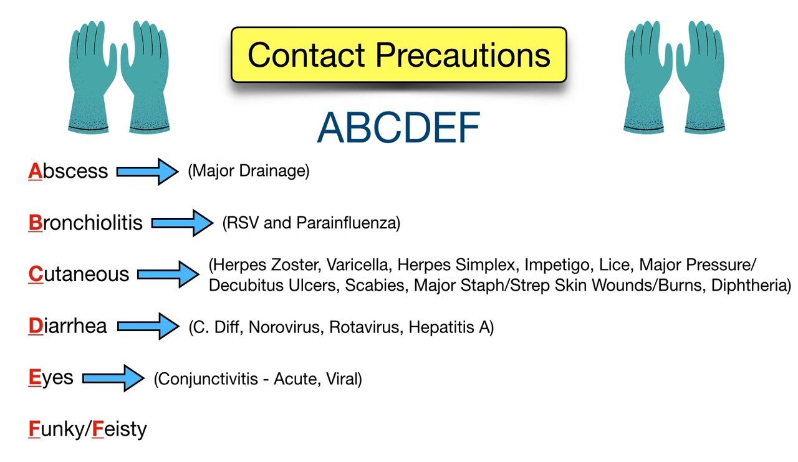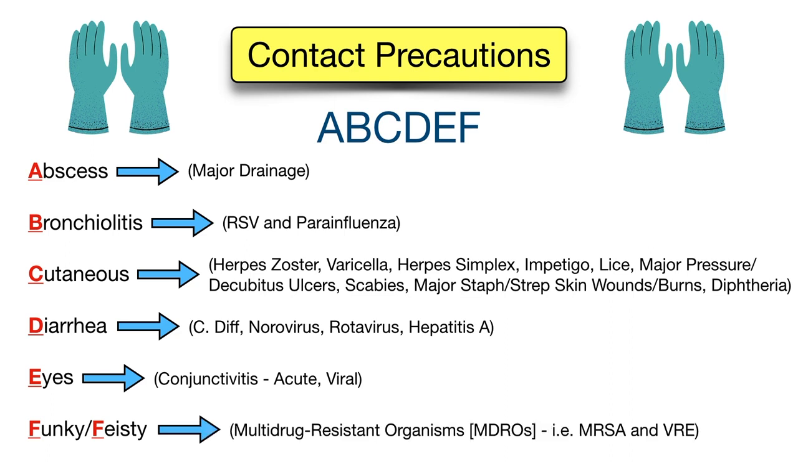Not all of these require contact precautions. We're mainly talking about the infectious forms, particularly viral, which is commonly caused by adenovirus. Finally, we have the F, which stands for funky or feisty. This is to help you remember the multi-drug resistant organisms such as MRSA and VRE. These can be challenging to treat, and contact precautions should be used to prevent transmission.